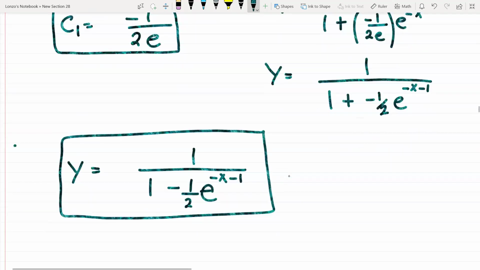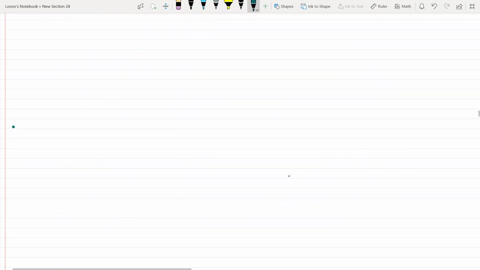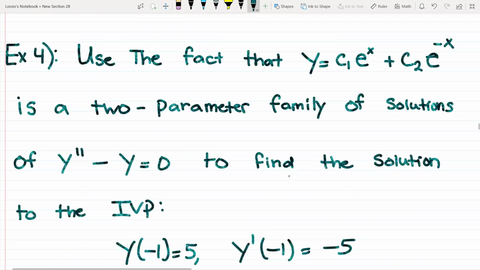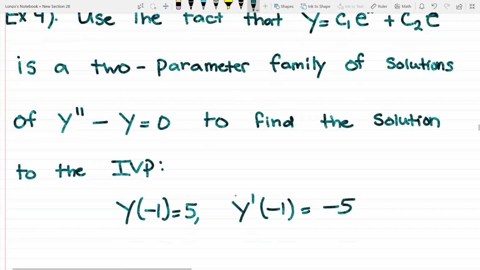Okay, so let's move on. Let's do example 4. So example 4 states, use the fact that y equals C1 e to the x plus C2 e to the negative x is a two-parameter family of solutions of y double prime minus y equals 0. Find the solution of the initial value problem y of negative 1 equals 5, y prime of negative 1 equals negative 5.